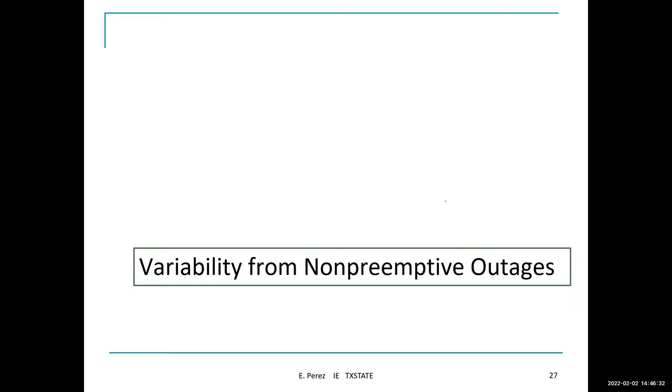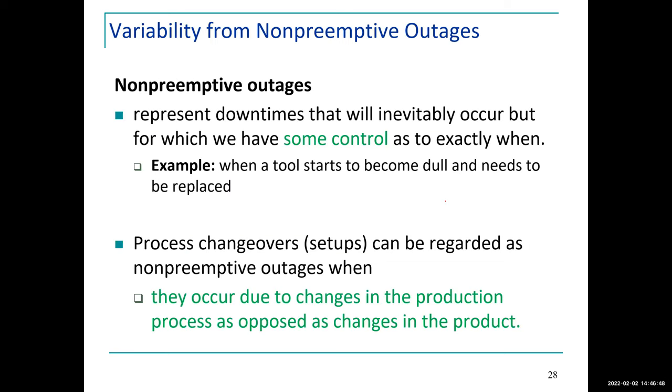For now, I want to add into our discussion the variability from non-preemptive outages. The ones that we discussed earlier were preemptive. Now we are going to look at the non-preemptive outages. These are downtimes that will inevitably occur, for which we have some control as to exactly when. For example, when a tool starts to become dull and needs to be replaced, we have control over that. We can perform preventive maintenance and not wait until the tool fails. Process changeovers and setups can be regarded as non-preemptive outages when they occur due to changes in the production process as opposed to changes in the product.